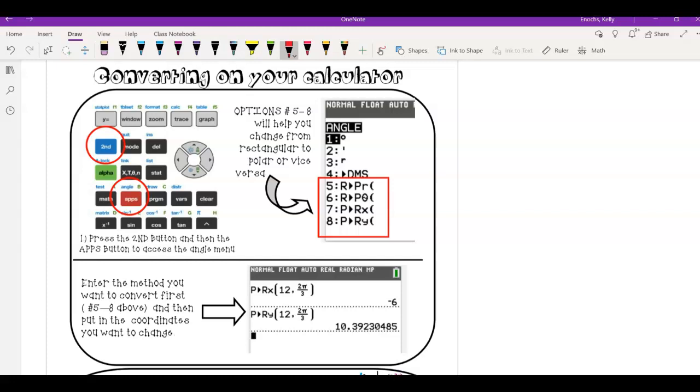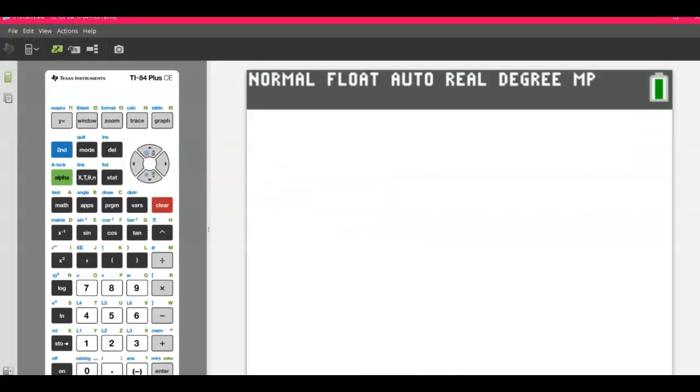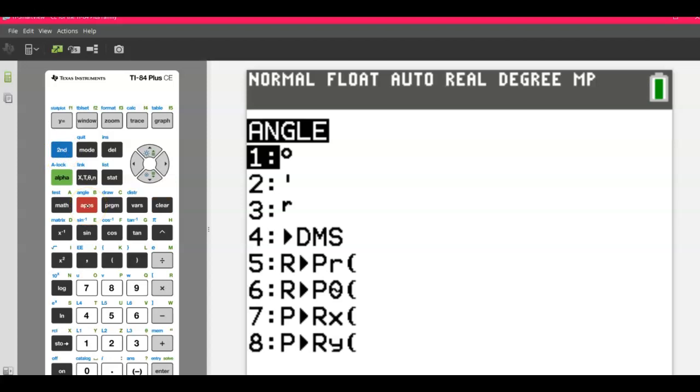So you're going to have to use 5 and 6 for a problem, or 7 and 8 for a problem. So let's take a look. Let's just do the first practice problem that we did, where we're going to change our polar coordinates to rectangular coordinates. So I'm going to do second apps, and I'm going to choose polar coordinates to rectangular coordinates.